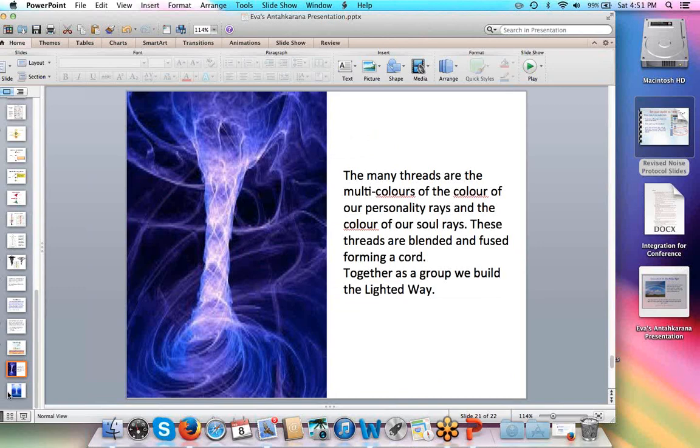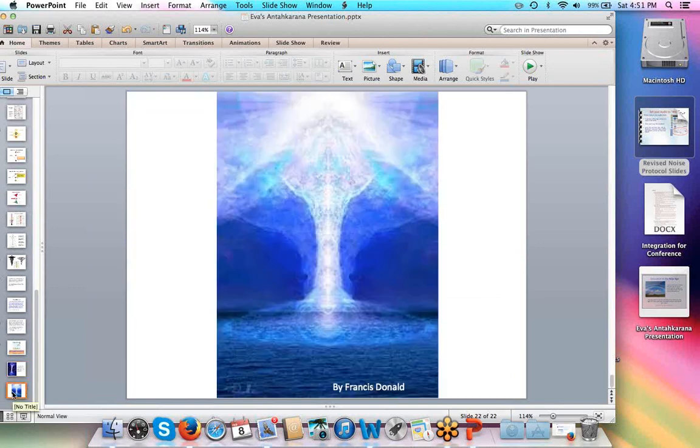And here's another beautiful depiction of that by Francis Donald. Truly the group, because we are all part of a much larger group, whether it's our soul group, the people in the Morya Federation, or humanity as a group. We're all working with this Antahkarana. We're all building it and creating this pathway of light.